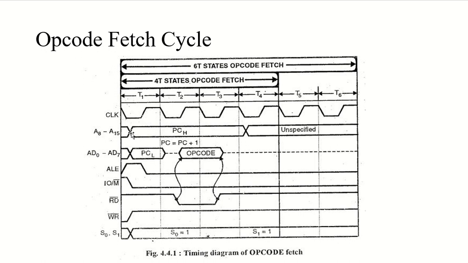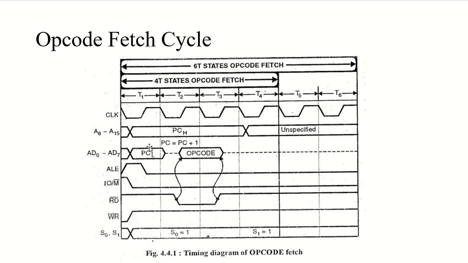And during T1, T2 and T3 states, you can see it's taking place. In T4 it's switching itself, and during T4, T5, T6 the opcode fetch contains nothing. That's why it's unspecified, right? There is no content in those buses during the T4, T5, T6 clock T states.